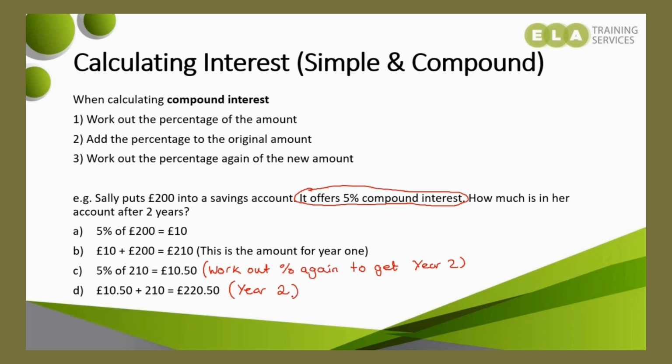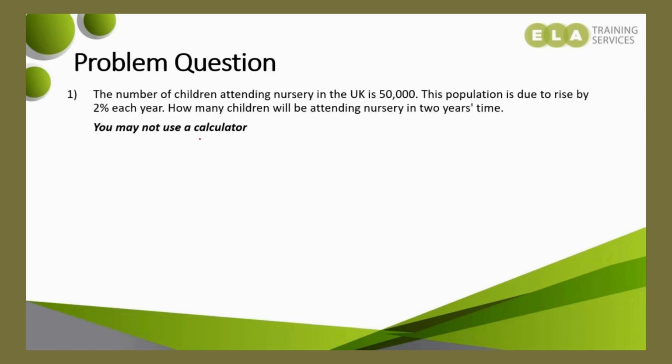So you work it out for each year. For example, the number of children attending nursery in the UK is 50,000. This population is due to rise by 2% each year. How many children will be attending nursery in 2 years' time? The fact that it says each year shows that it's compound interest.